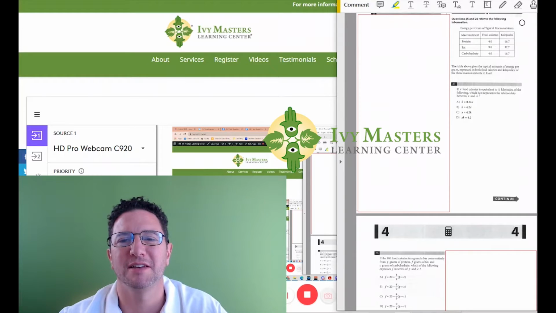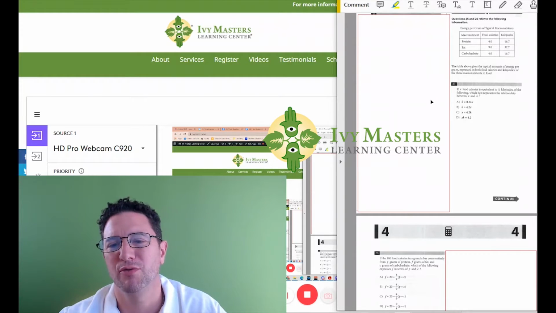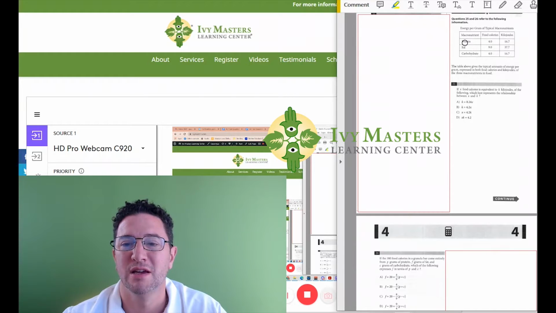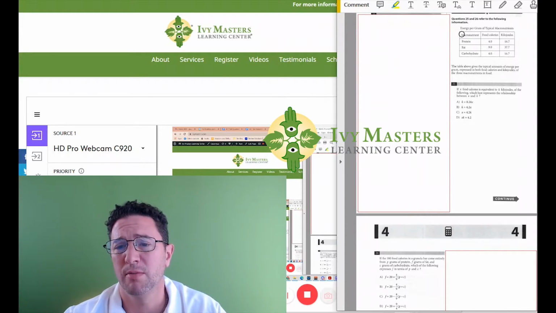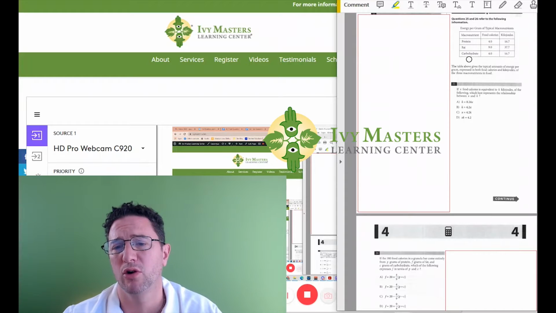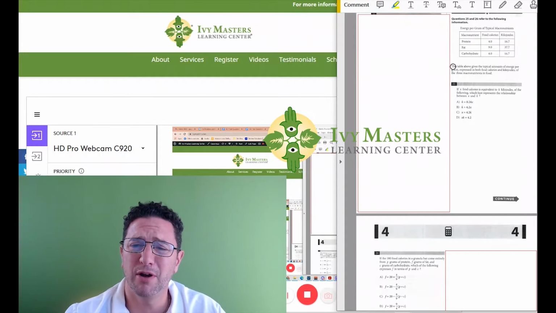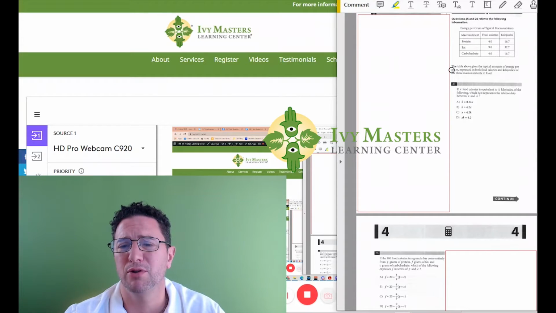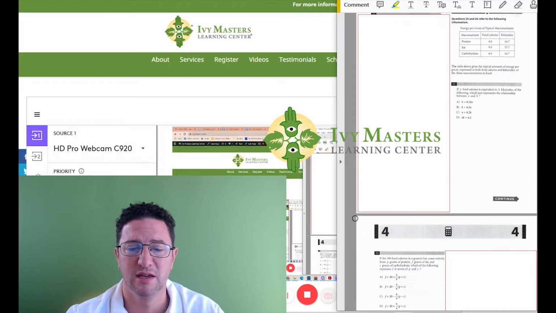Today we're going to look at Test 7, Section 4, number 26. Before you read 26, you have to take into consideration this table: energy per gram of typical macronutrients. Your macronutrients are protein, fat, and carbohydrates. It tells you how many food calories and how many kilojoules you have for each. The table above gives the typical amounts of energy per gram, expressed in both food calories and kilojoules, of 3 macronutrients in food. Fantastic. Now what do we get?